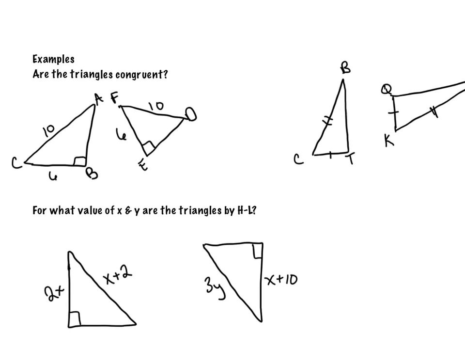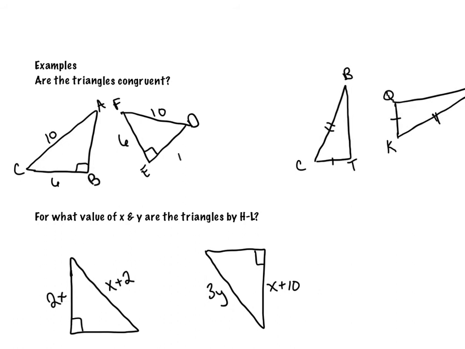So if I look at that first one, I ask, do I have right triangles? Yes, B and E are right angles. Do I have hypotenuses that are congruent? Yes, it's 10, congruent to 10. And do I have a pair of legs that are congruent? Yes. So this one, I'm going to say yes, by HL.